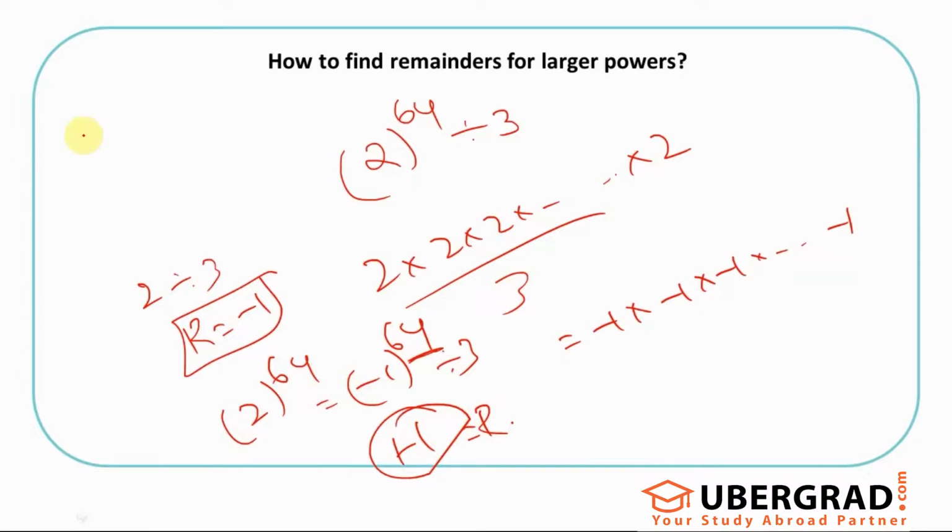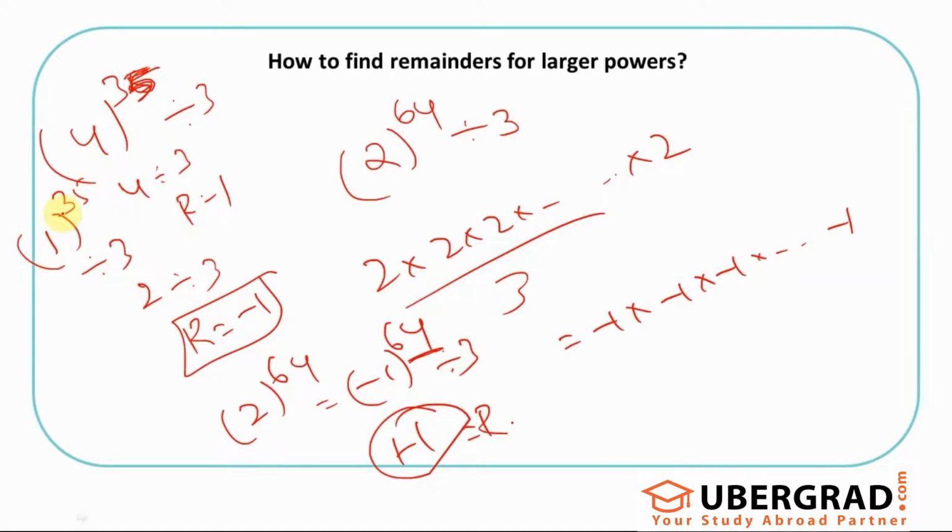Maybe let's say I ask you 4 power 35 divided by 3. Let's do 35. So again, 4 when divided by 3, the remainder is 1. So 4 power 35, in the remainder sense, is the same as 1 power 35 divided by 3. 1 power 35 is 1. 1 divided by 3, the remainder is 1. So that's fundamentally what you're doing.